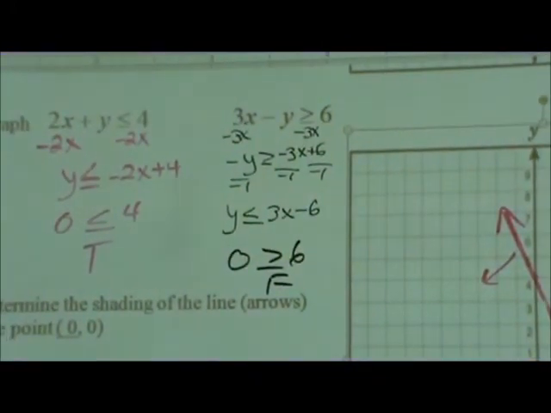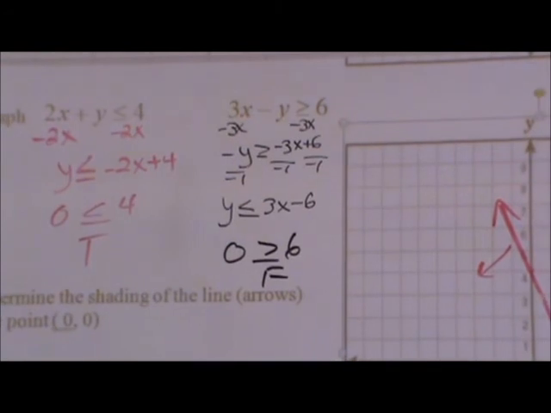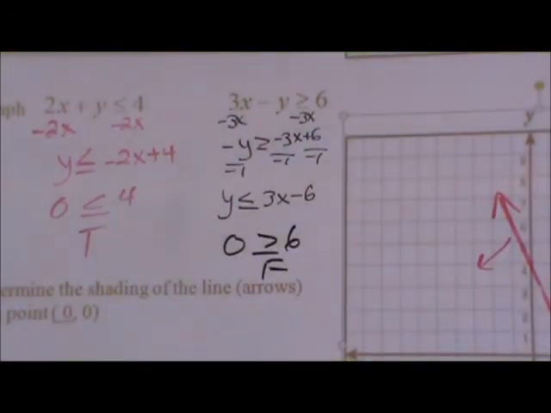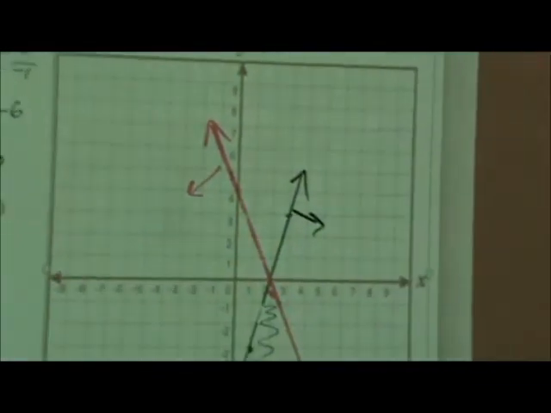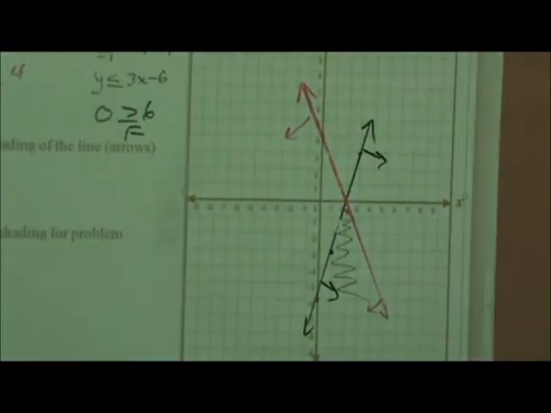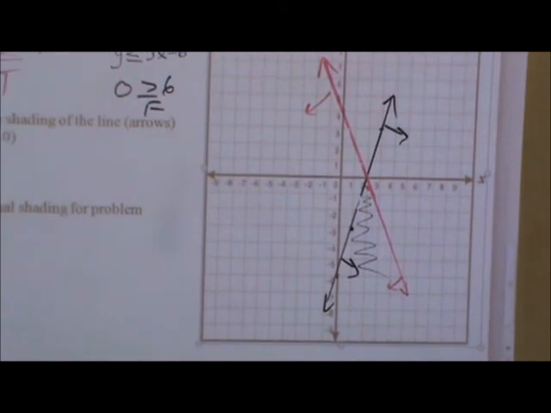My next line, I first started by solving for y, and when I solve for y this time I do have to worry about that negative. My final inequality would be y is less than or equal to 3x minus 6, and 0 is greater than or equal to 6. That's false. So for that line I shaded or put my arrow away from 0, 0, and now where do they overlap? Well, right in that section at the bottom.